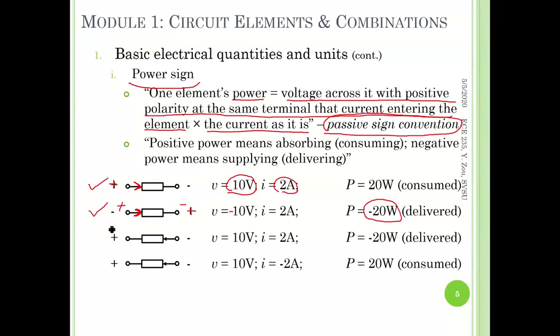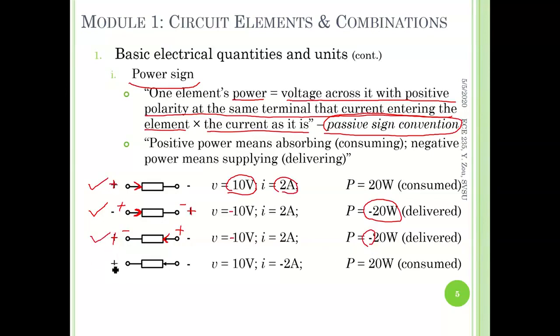Case 3. We have positive polarity here, and again current is flowing into the element from the negative polarity, so we can flip the voltage polarity again, make it like this. So we again need to add a negative sign in front of the given voltage. So we need to use negative 10 volts times positive 2 ampere, negative 20 watt again.